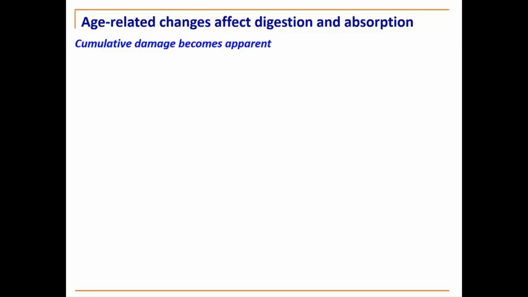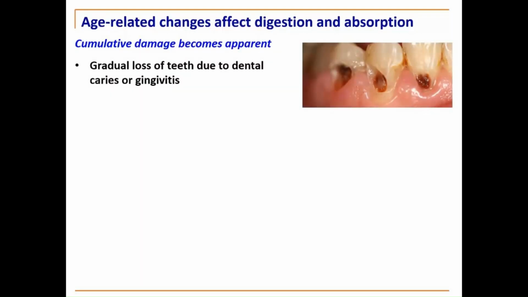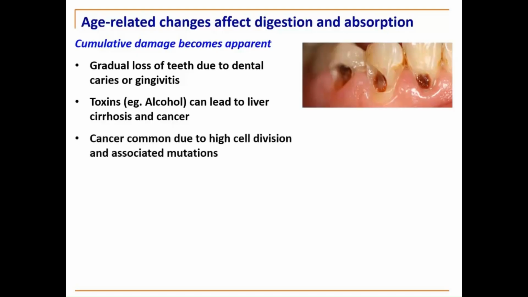So the cumulative damage starts to become apparent as we age as well. You may get gradual loss of teeth due to dental caries or gingivitis. Gingivitis is gum inflammation, and dental caries are tooth breakdown, often due to bacteria. So basically you're looking at cavities there. Toxins that you may be taking, such as alcohol, can lead to liver cirrhosis and cancer. Alcohol and smoking, of course, can both also lead to mouth and throat cancers. Other cancers, such as stomach and colon cancer, rise in frequency as we get older as well. And cancer is more common because of the high cell division and associated potential mutations that occur within the GI tract.